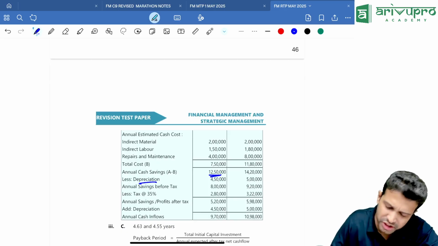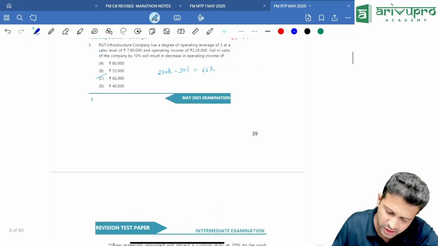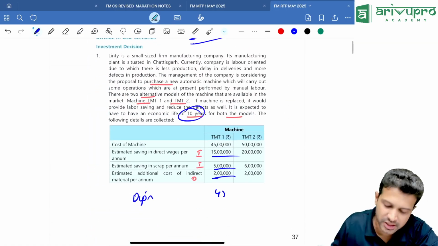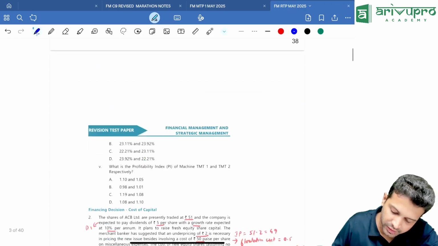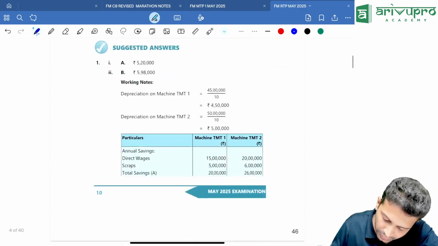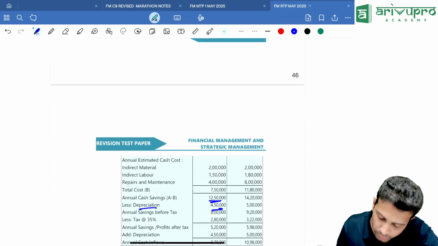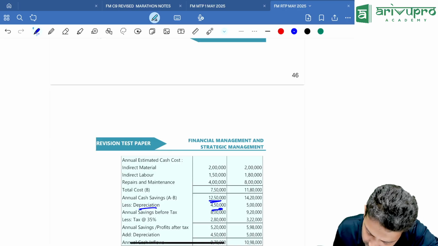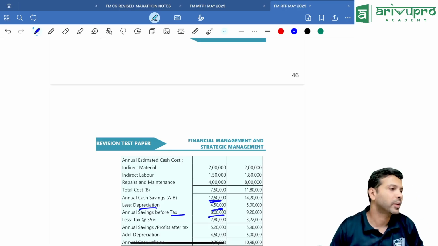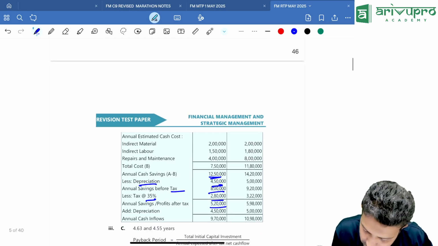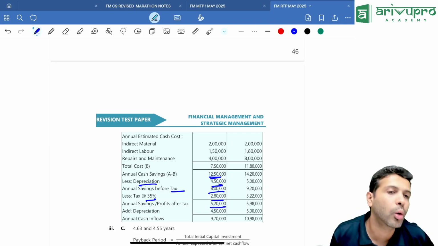Now the depreciation you need to take. What is the cost of the first asset? Cost of the first asset was 45 lakh. Life of the first asset is how much? 10 years. So 45 lakh divided by 10 you do. How much is that? 4 lakh 50,000. So that is the depreciation, reduce it. From this one, if you reduce depreciation, you will get profit before tax how much? 8 lakh. Tax rate is 35%. Reduce that. You will get profit after tax how much? 5 lakh 20,000.